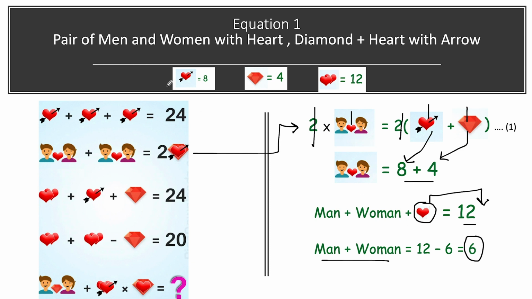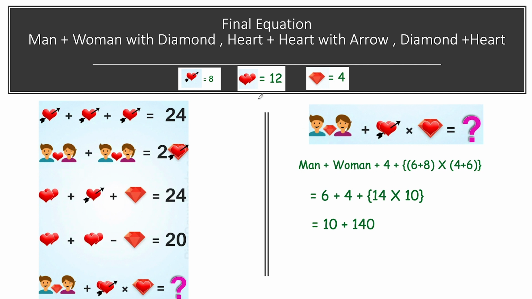Now friends, we have every item value with us, that is heart with an arrow is equal to 8, diamond is equal to 4, one heart is equal to 6 and men plus women is equal to 6. Jumping to our last equation and putting all the items' values in the last equation, we'll get men plus women plus the value of diamond, that is equal to 4. One heart value is 6 and one heart with an arrow is equal to 8. Their multiplication is with diamond value 4 and heart value 6.